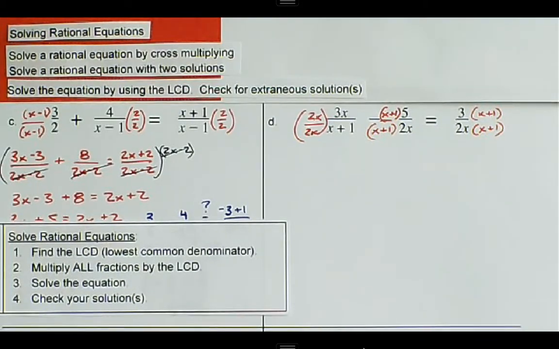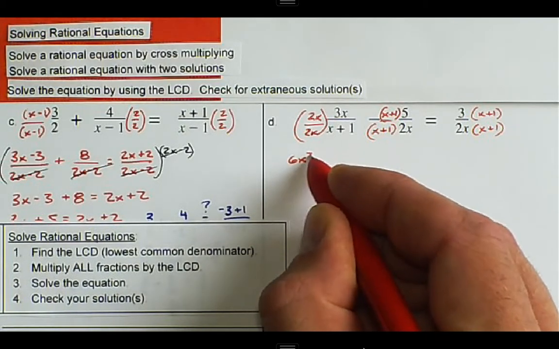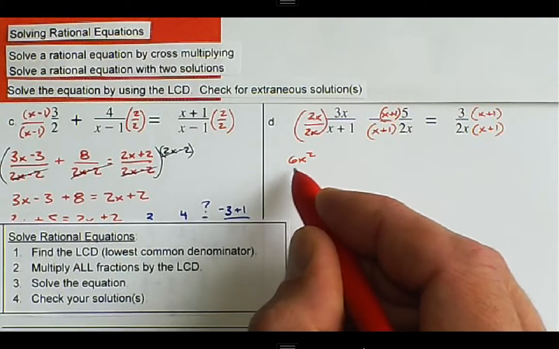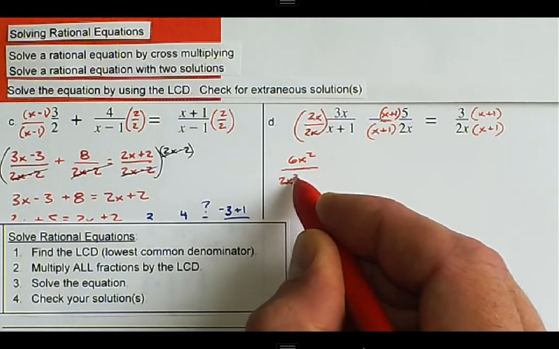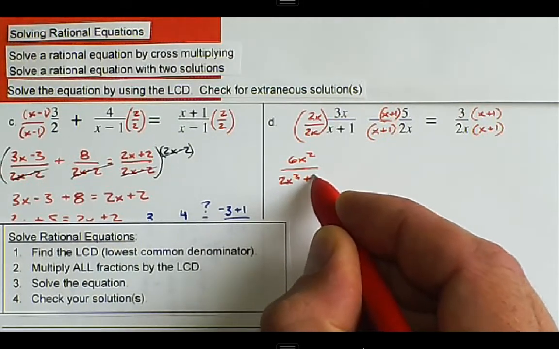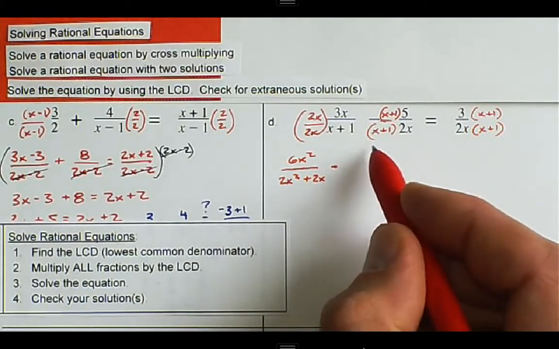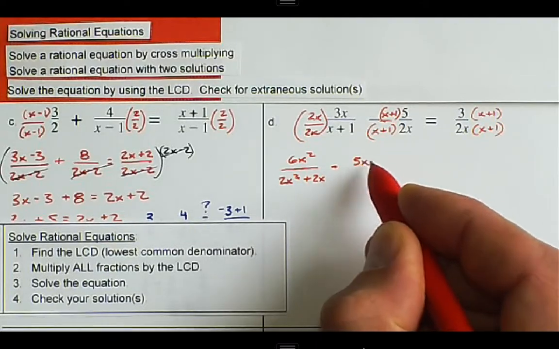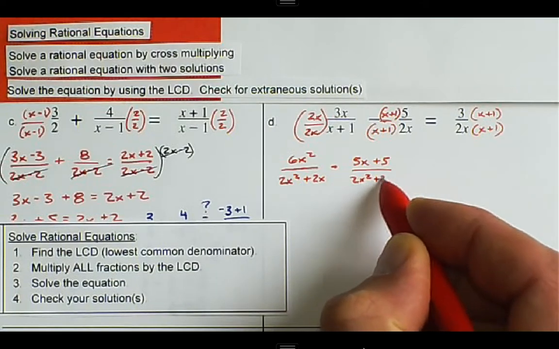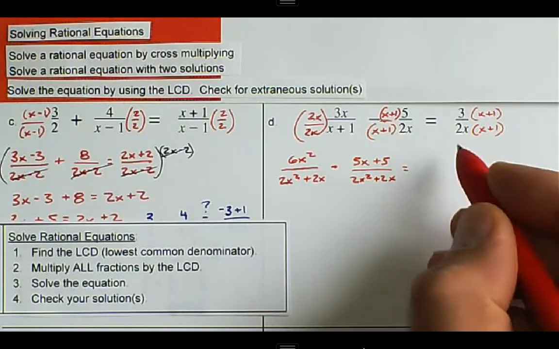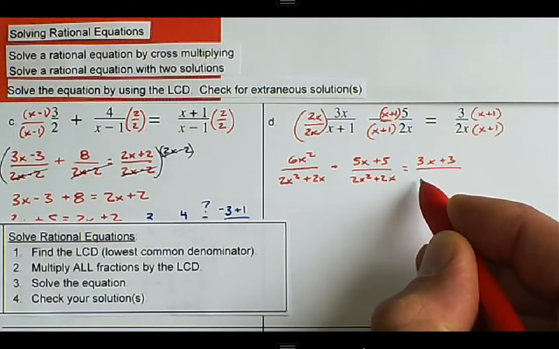And when we go ahead and do that, 2x times 3x is 6x squared. And then in the denominator, we get 2x squared plus 2x. And then that's going to be minus 5x plus 5, same denominator, and that's going to be equal to 3x plus 3, same denominator.